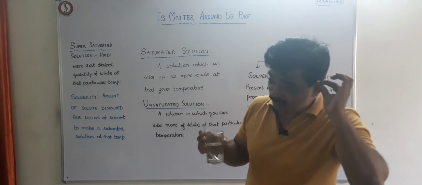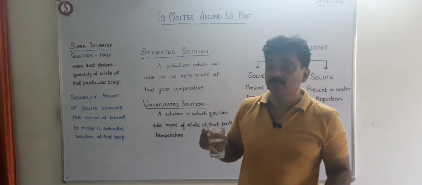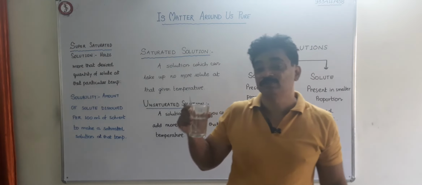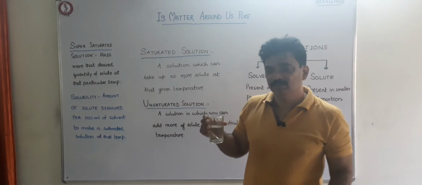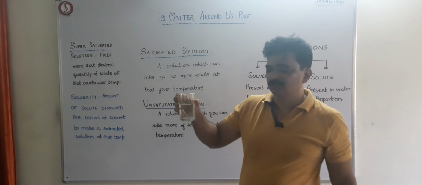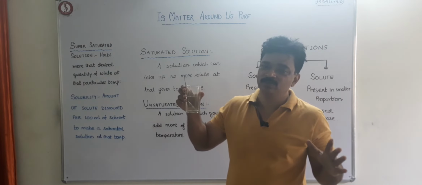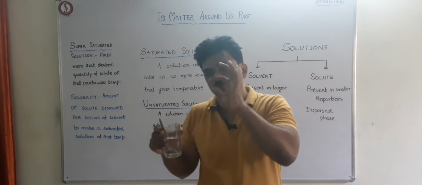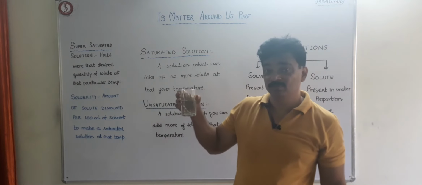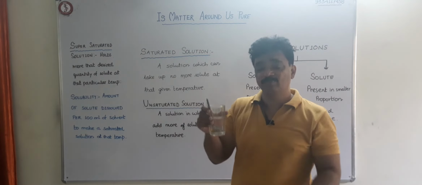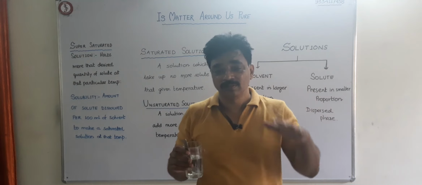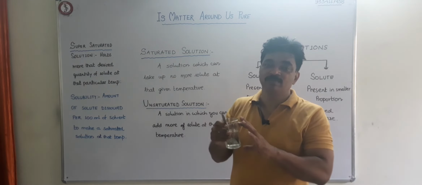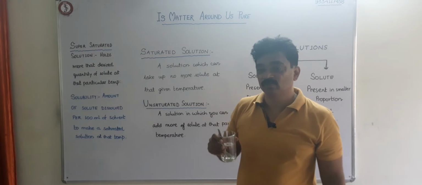And if by any means a solution contains more than the solute allowed at that particular temperature, then it is a supersaturated solution. In supersaturated solutions the extra solute is not stable. So if you add one pinch of sugar more after it has become the supersaturated solution, the extra sugar will settle down. It will leave the solution, that means again it will return to 20 grams only.